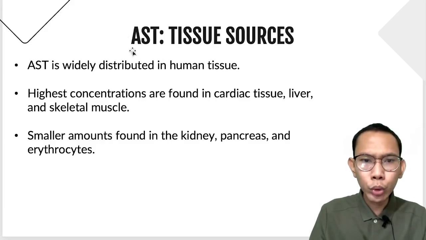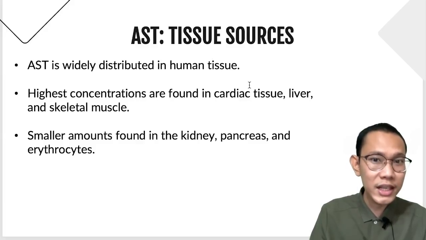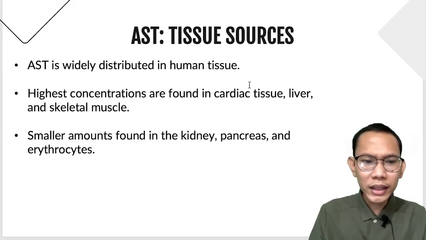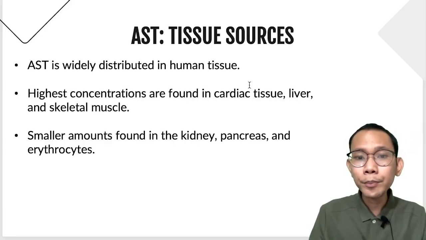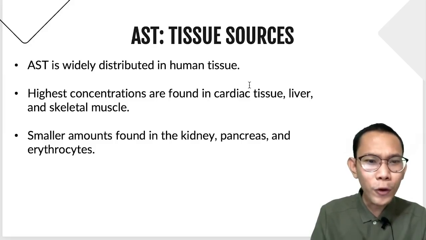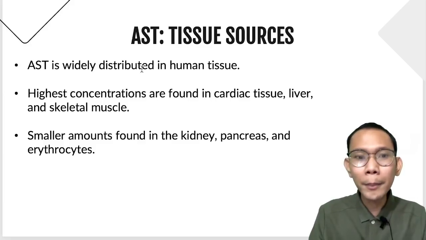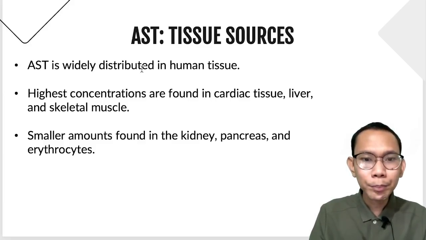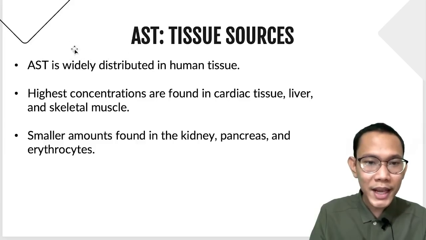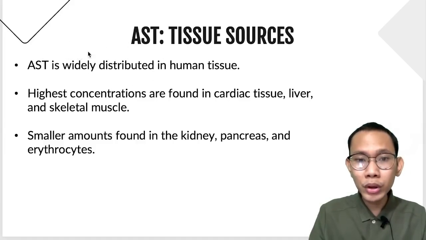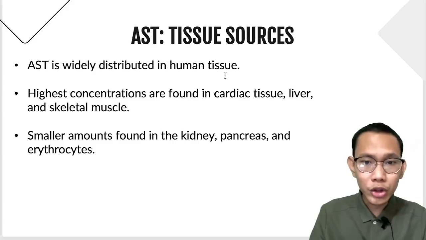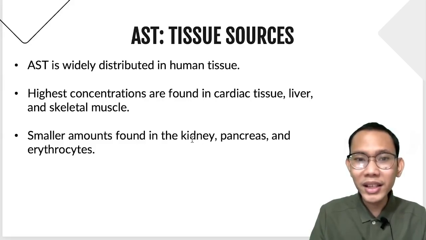But the question is, would it be a specific marker for a cardiac disease? For example, we have MI. Will that be a specific marker for our cardiac disease? Of course not, because as you can see, AST is widely distributed. Therefore, this is a very non-specific enzyme for a certain disorder. This may give us a clue, but it will not confirm a certain disease, because as I said, it is widely distributed in the different human tissues. Ano? Highest concentration dito, tapos small amounts dito. So most probably, this is a non-specific enzyme.